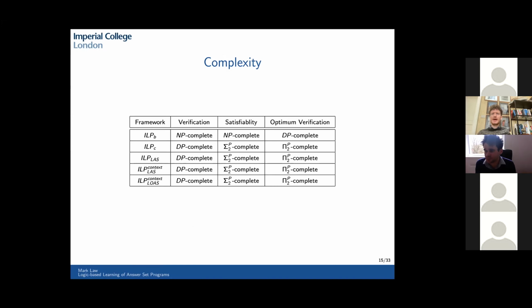Great. And have you studied average case complexity? No, I haven't. I would suspect that that's where you may get a difference between cautious induction and learning from answer sets. Perfect. Thanks. But I haven't studied it.